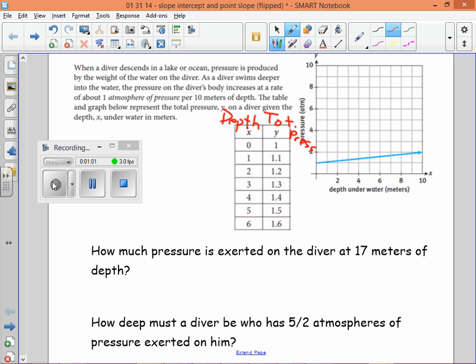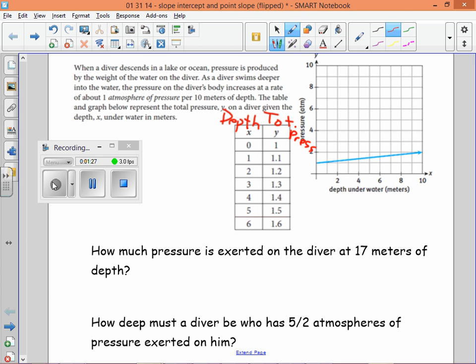This problem makes sense. If you've ever gone into a swimming pool, even going down a couple of feet, you start to feel a lot of pressure on your head. This is exactly what happens to divers. They need to figure out how much pressure they're going to deal with when they go much further than just a couple of feet down, and so how much they need to compensate for that. Okay?